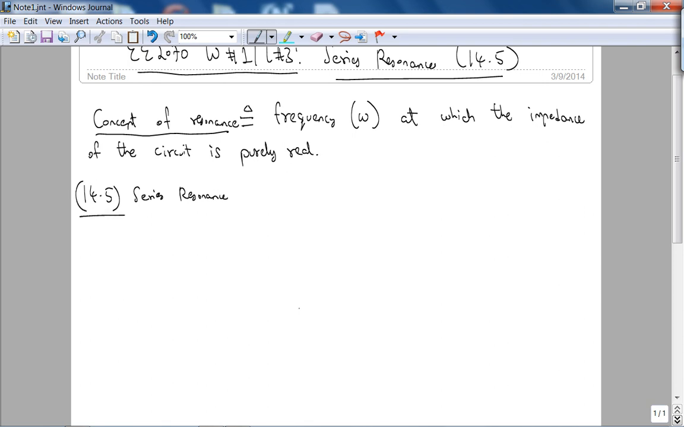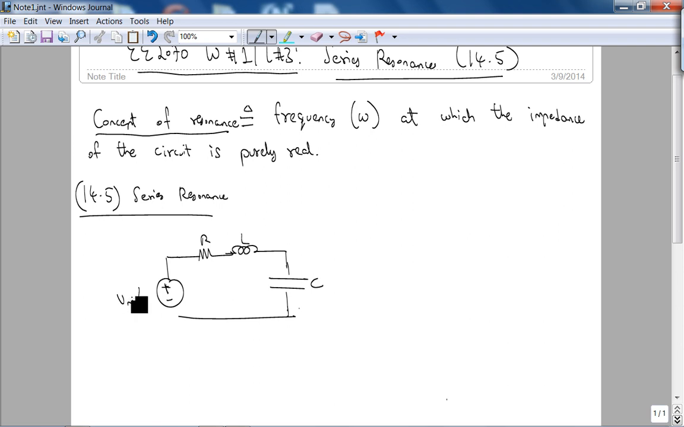So let's look at series resonance by considering the series RLC circuit. So here is R, L and C. So recall that the input is going to be a sinusoid. Okay, so I'm going to write it in the phasor form, Vm angle theta V. Okay, and I'm going to switch these to impedances. So let's use j omega L and 1 over j omega C.